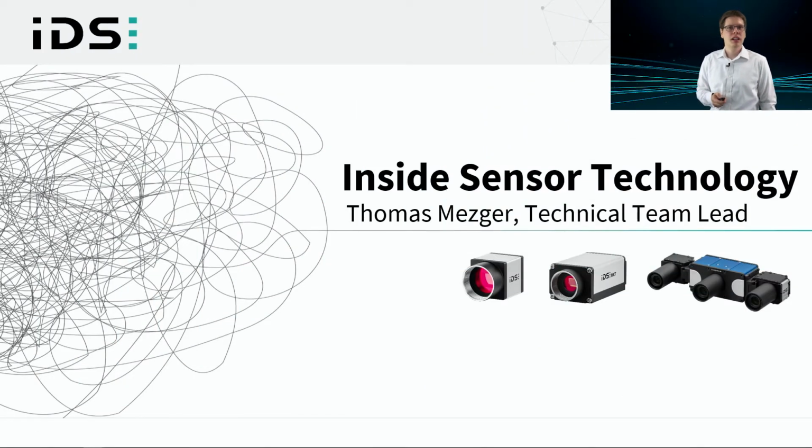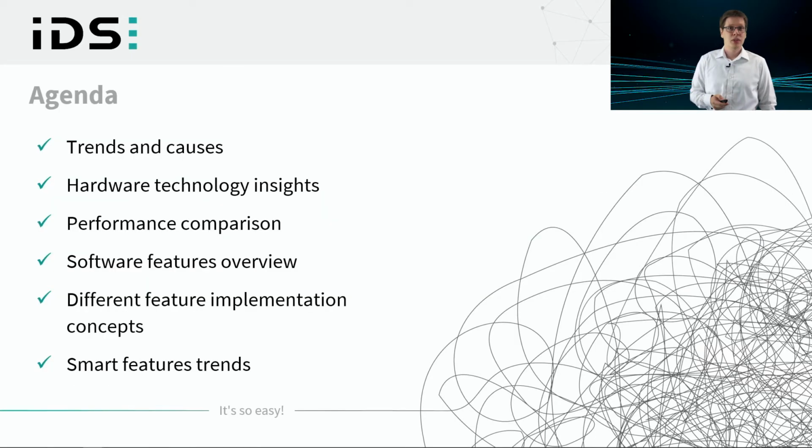Let's take a look at the agenda of my talk. Today, I want to tell you the general trends for CMOS image sensors and some causes for these trends. What hardware innovations for CMOS image sensors were made in the last years, and how the performance has improved with an example. Then we'll take a quick look into a general image pipeline. After this, the pros and cons of several implementation concepts. And then, at the end, an outlook to smart features of sensors.